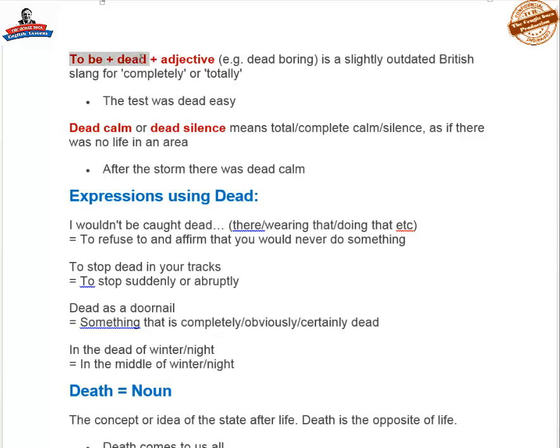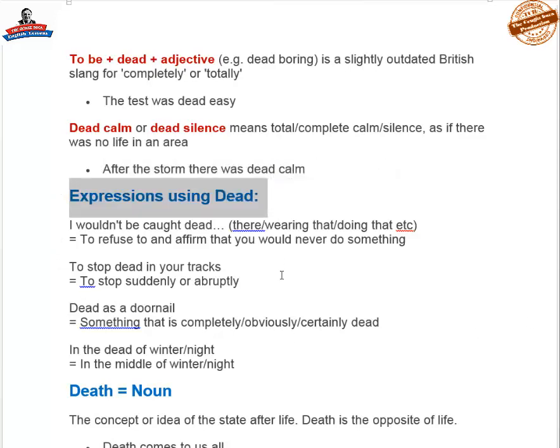To be plus dead plus adjective. Example, dead boring. It is a slightly outdated British slang for completely or totally. The test was dead easy, meaning very easy or completely easy. Dead calm or dead silence means total, complete calm or silence, as if there was no life in an area. After the storm, there was dead calm.